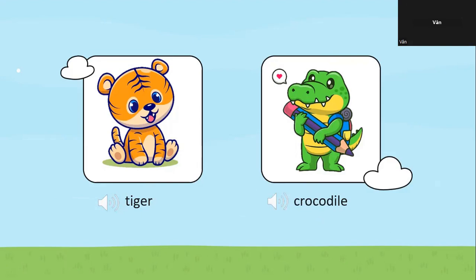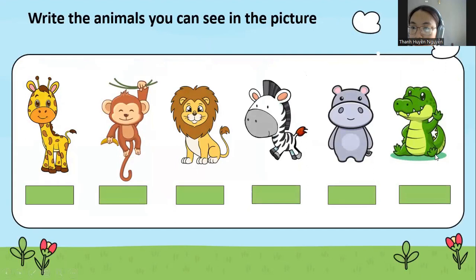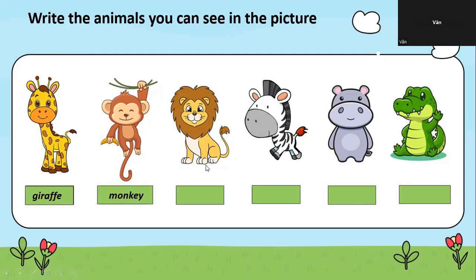So we have passed through some names of animals, and now we will speak them again. Like the first one, what is it? Giraffe. Now we can check. Yes, it's correct. So the next one is monkey. Can you say this word more clearly and louder? Monkey. Yes, it's right. So the next one, lion. Great job.